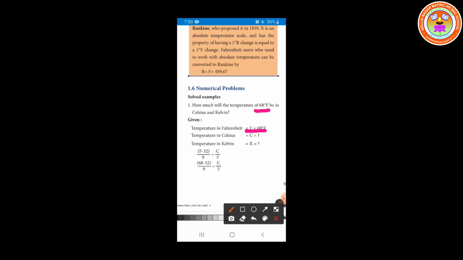Okay. So what's the formula we have to use here? This is the formula to use. What's the value we have for F? The F value is 68. So substitute the value in the place of F. We can subtract 68 minus 32. What is the answer here? 36 divided by 9, which is equal to C by 5.